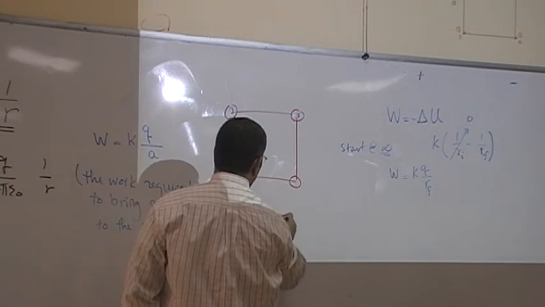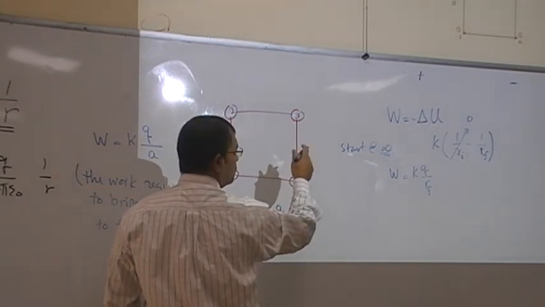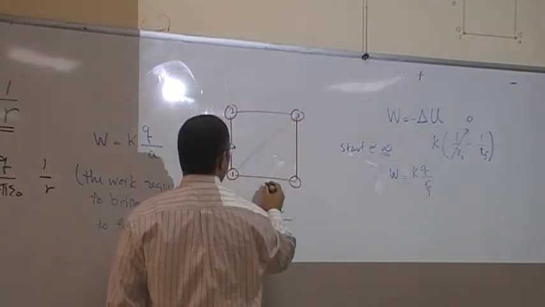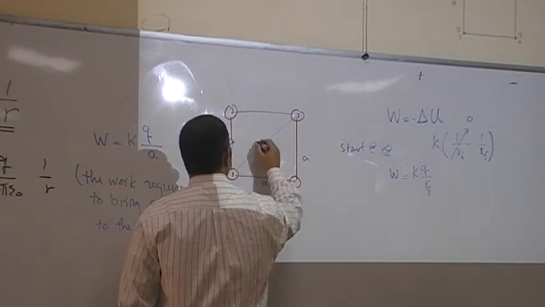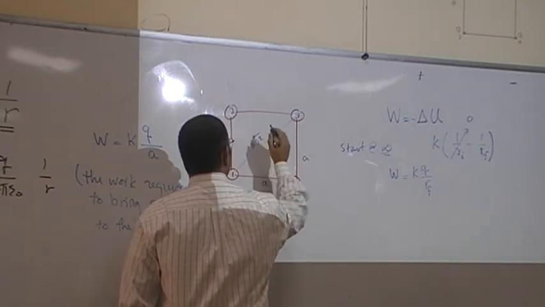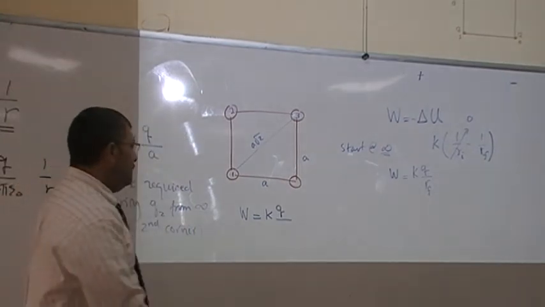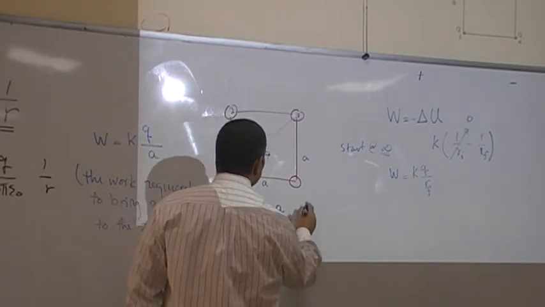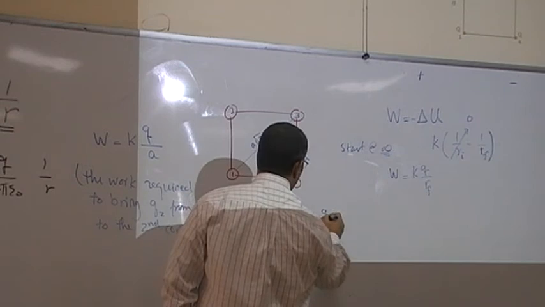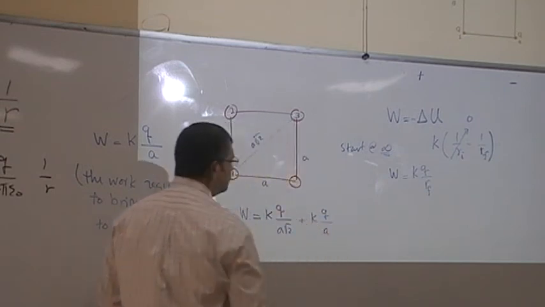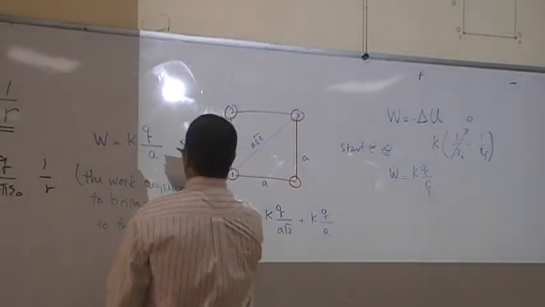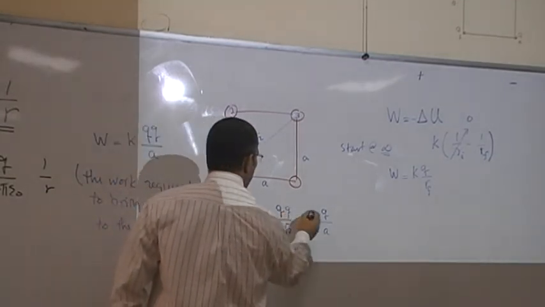It will be K, Q, the Q's are the same. So Q1, Q2, Q3, they're all the same, divided by this distance here. What is this distance? If this is A, this is A square root of 2. So that will be A square root of 2. And then plus this energy, which is K, Q divided by A. I forgot the Q's. There are two, because the energy is Q, Q.